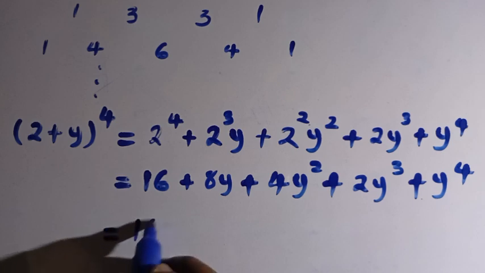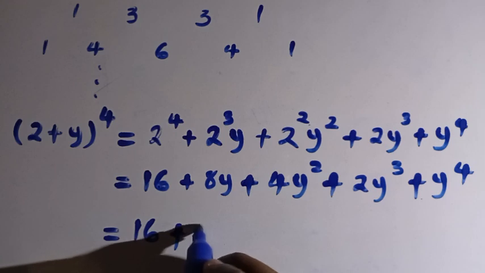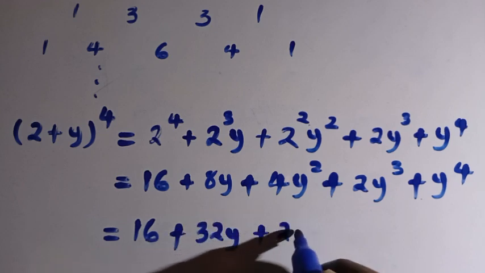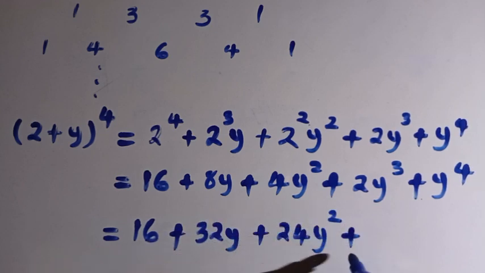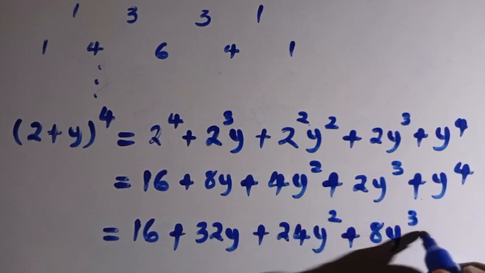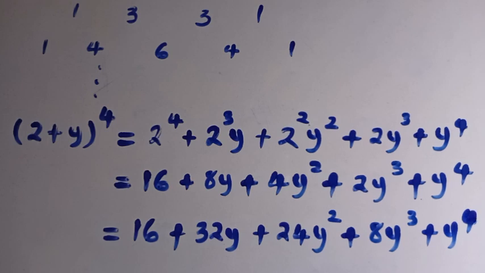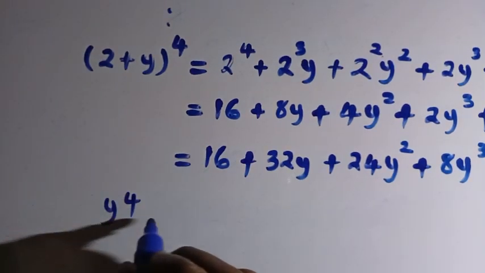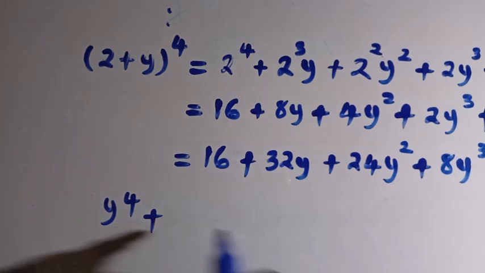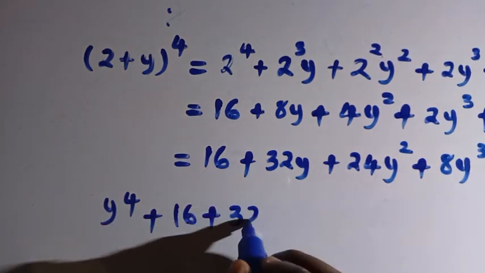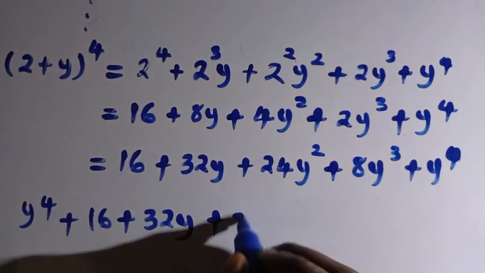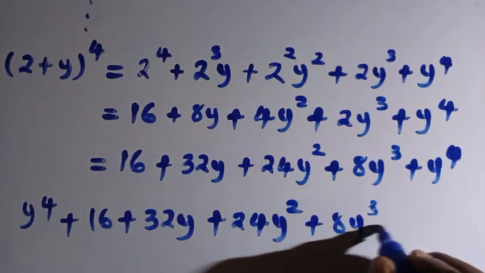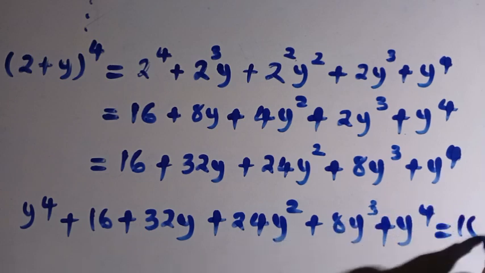So the first one here becomes 16, plus 4 times 8, that is 32y, plus we multiply 6 by 4, that is 24y squared, plus 4 times 2, that is 8y cubed, plus 1, which is y^4. So recall that we have y^4 plus the expansion. So we have 16 + 32y + 24y^2 + 8y^3 + y^4, everything equals 16.